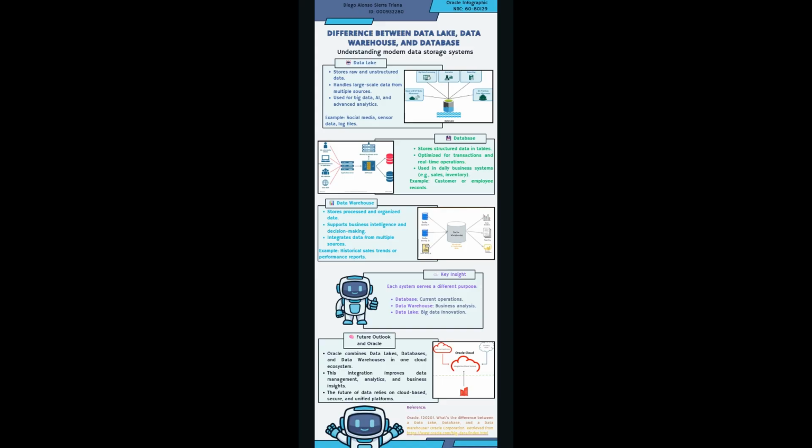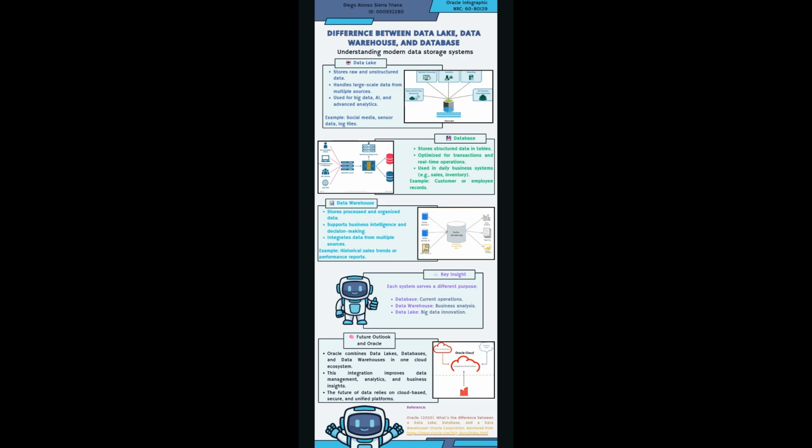So, what are the key insights? Here are the key insights from my infographic. The database manages structured data for real-time operations, current operations. The data warehouse keeps clean and organized data ready for business decisions, business analysis. The data lake stores large amounts of raw, structured, and unstructured data for future analysis, big data innovation.